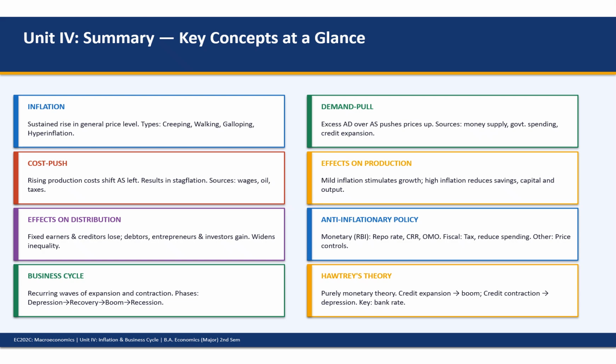Now, let us look into the summary of Unit 4. This is the whole chapter in a very short form so that it is useful for your final revision. Now, let us talk about inflation. Inflation means a continuous rise in the general price level. The main types are creeping, walking, galloping, and hyperinflation. Then we come to the main two theories of inflation. In demand pull inflation, price rises because aggregate demand becomes too high. In cost push inflation, price rises because the cost of production increases and the supply shifts the aggregate supply towards the left.